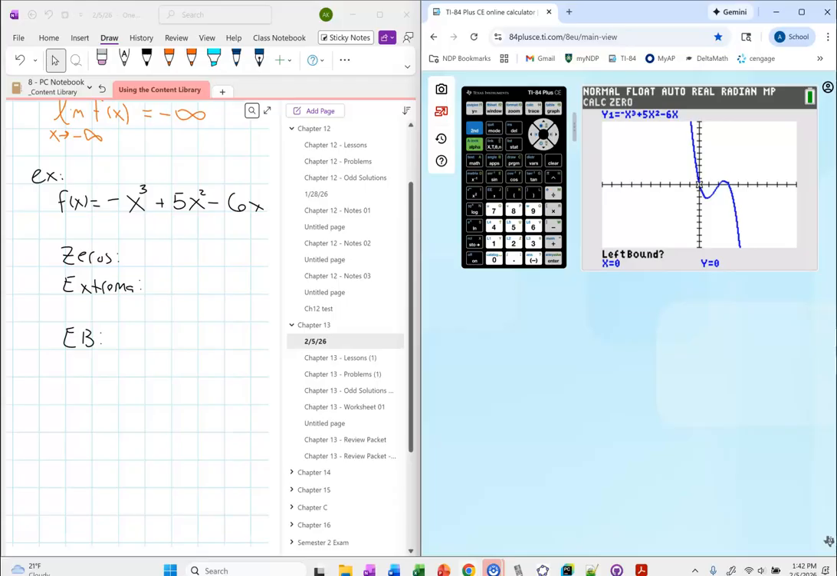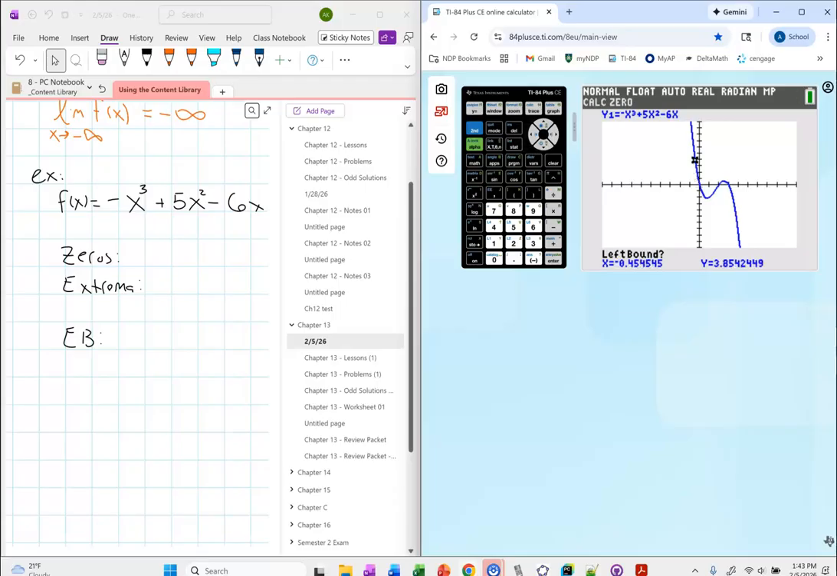Okay, so if I look at the bottom of my screen, my calculator is now going to ask me 3 questions. It's going to ask me for a left bound, a right bound, and a guess. Now the calculator is dumb, so you want to make this as simple as you can possibly for the calculator. To do that, I want to pick my left bound and my right bound so that there's only one 0 in between them. So I'm going to find this 0 first.